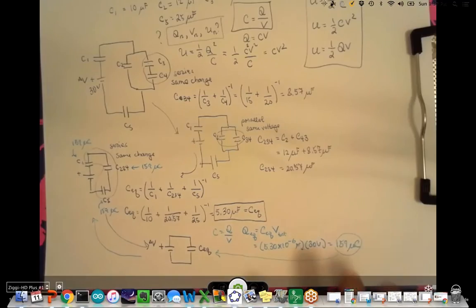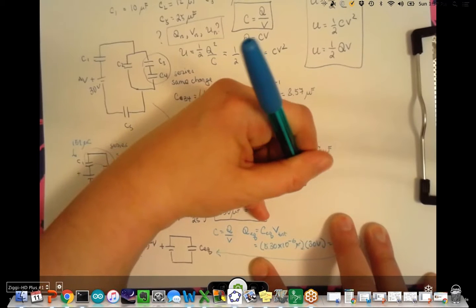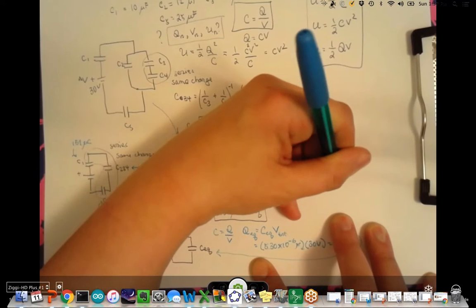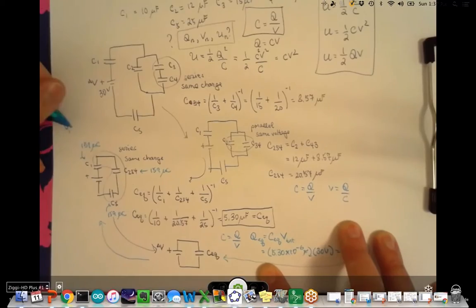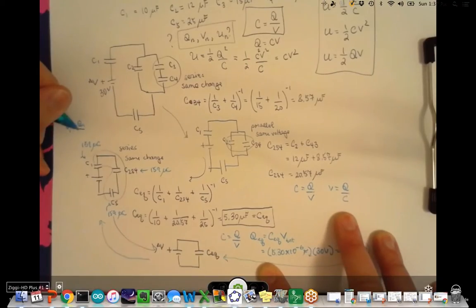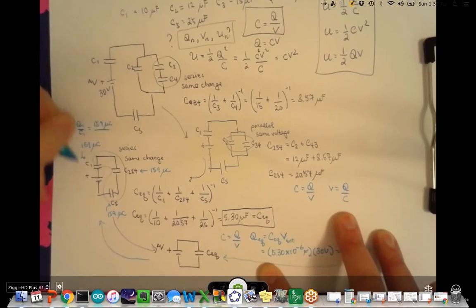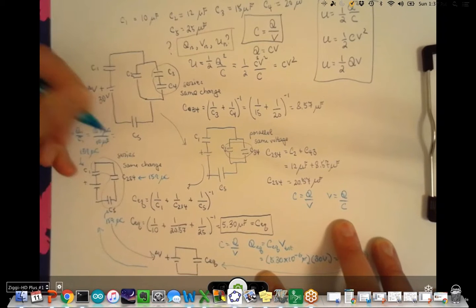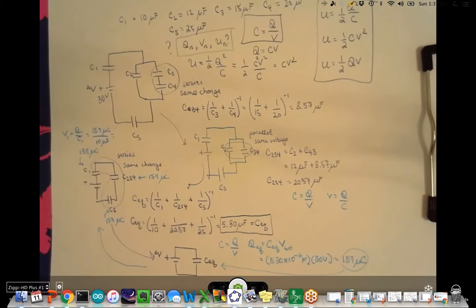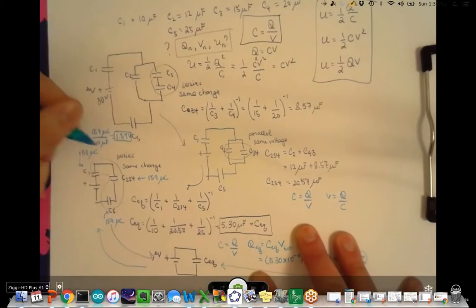So we're already done with two of them. Two of them we have found the charge for. Let's find the voltage at this one. We're going to take C equals Q over V and rearrange it so V is Q over C. So the voltage on 1 is going to be Q1 over C1. That's 159 microcoulombs divided by C1, which was 10 microfarads, which is 1.59. 1.59 volts is sitting here on C1.